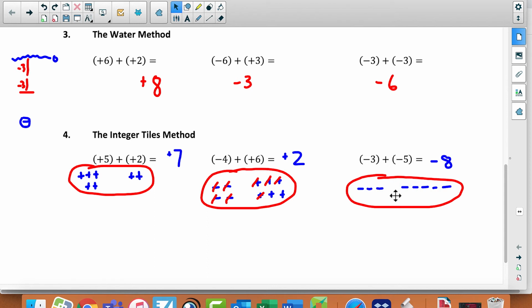And similarly over here, we have 3 negatives and 5 negatives. They get combined to get 8 negatives. How many more than that is that than the positives? It's 8 more, because there's no positives to do any canceling.